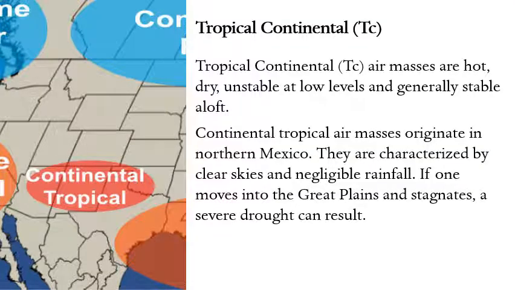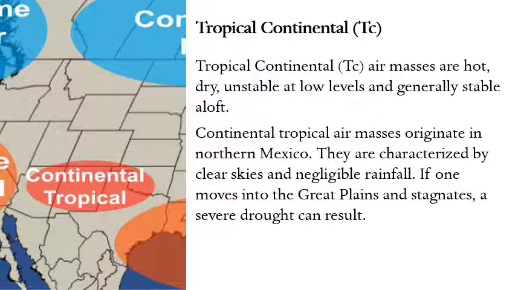Another type of air mass is the tropical continental air mass, and this air mass is hot, dry, and unstable at low levels and generally stable aloft. Continental tropical air masses originate in northern Mexico, and they are characterized by clear skies and negligible rainfall. So masasabi nating we have the tropical continental air mass if we can see that we have clear skies, at kapag naman nagkaroon ng rainfall, konti lang o kaya locally or kalat-kalat. Pero hindi naman siya malakas or hindi naman siya magtatagal.